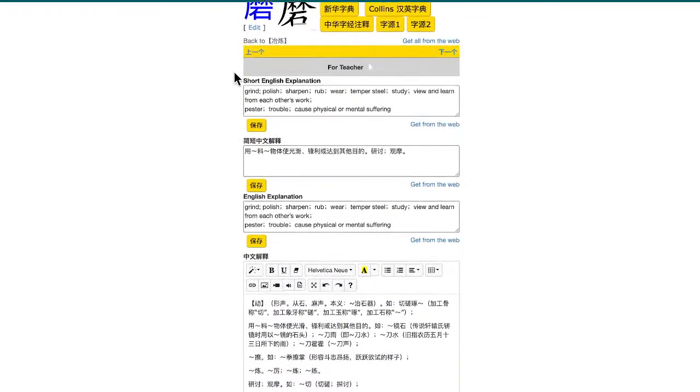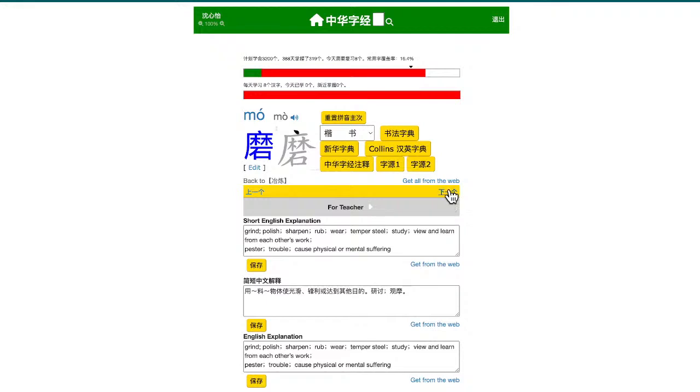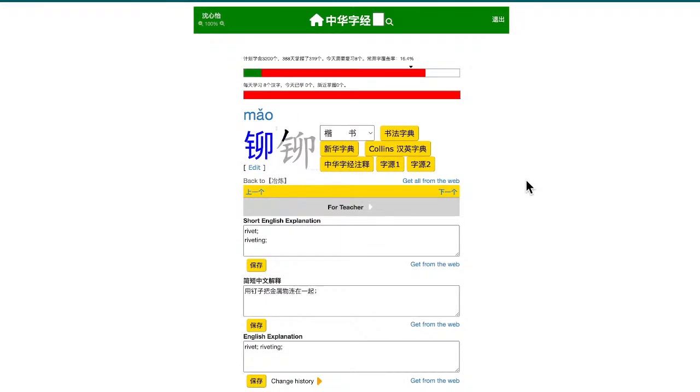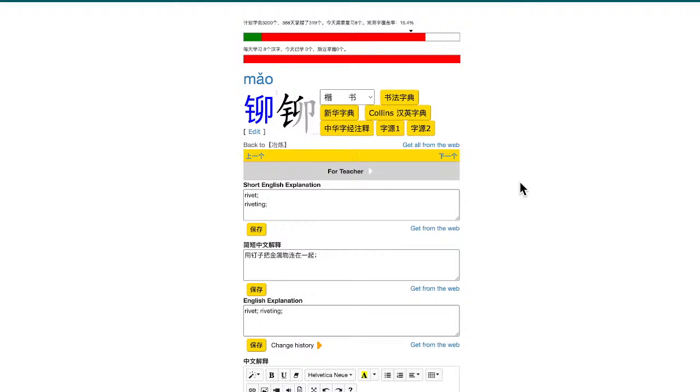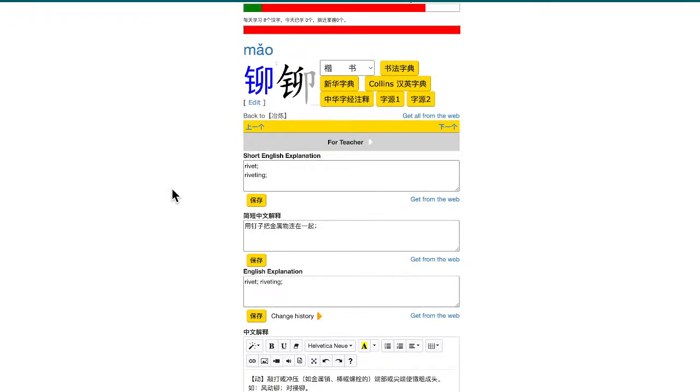Okay, so this is the next one. Mao. Mao means rivet, or riveting, so it's a noun and a verb. Basically it uses a metal piece to connect two other metal pieces, usually metal sheets, together. That process is called mao.